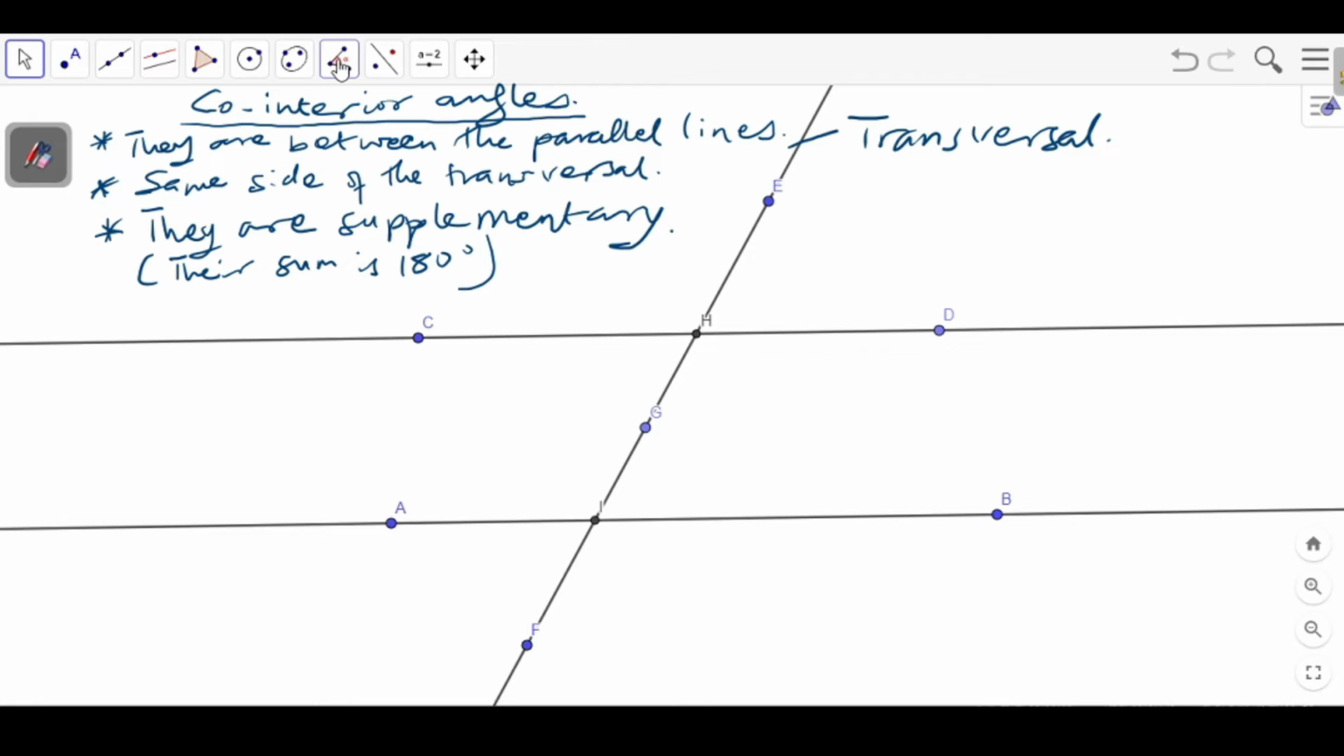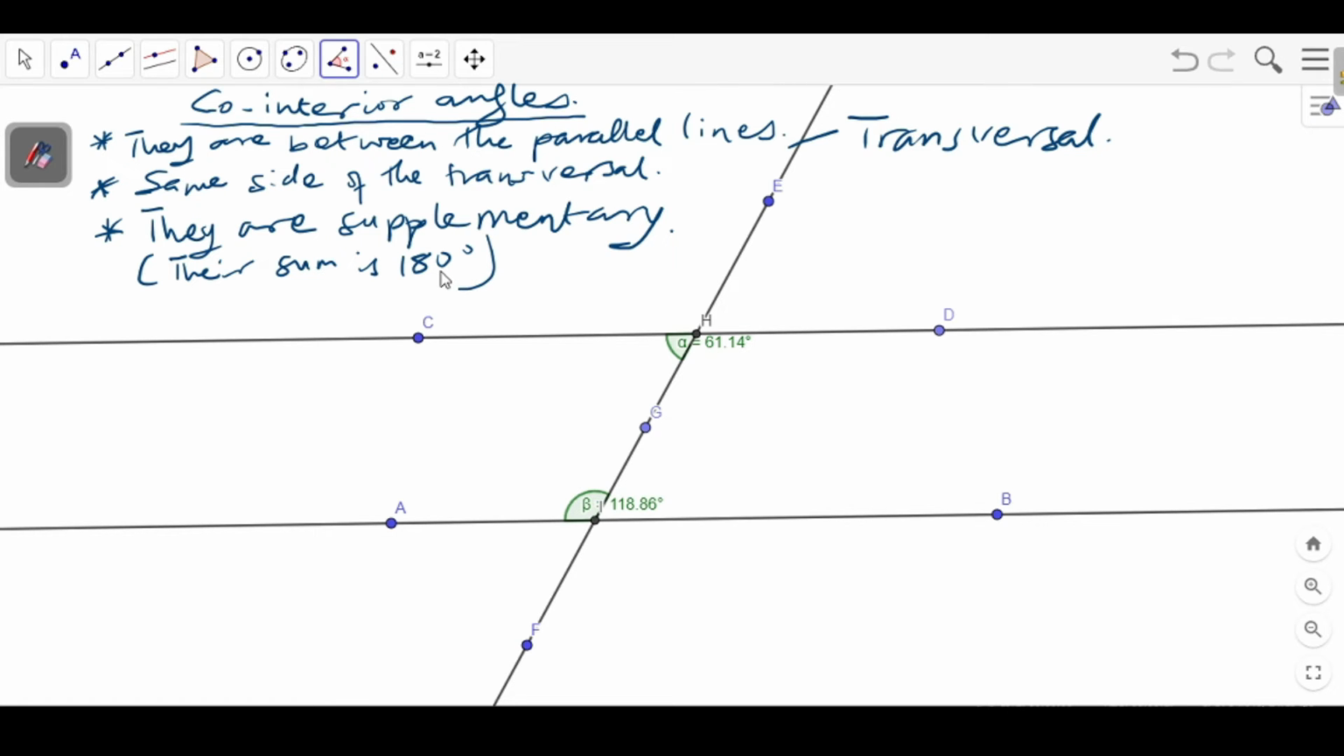Alright, so we are going to measure angle CHG first. Then I measure angle GIA to see whether they are supplementary. So CHG, the size is 61.14 degrees, and then we measure GIA, and this one is 118.86.